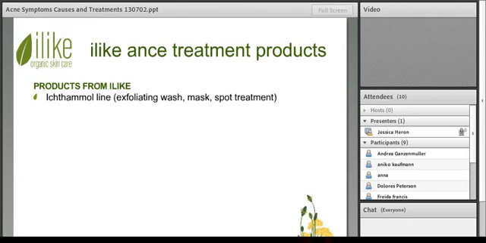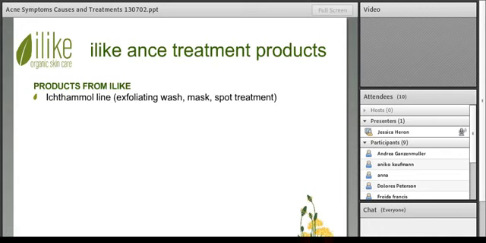Some of the products that you can use in our product line, beginning with the Ichthammol line. This is the exfoliating wash, the mask, and the spot treatment. Ichthammol is commonly used in an ointment as a drawing salve, as we mentioned earlier. It also has anti-inflammatory, bactericidal, and fungicidal properties. You can find this ingredient in Elika's Mineral Exfoliating Wash, which is a daily exfoliating wash that you use twice a day, morning and at night.